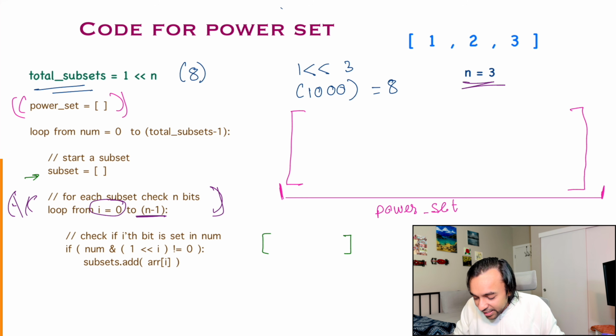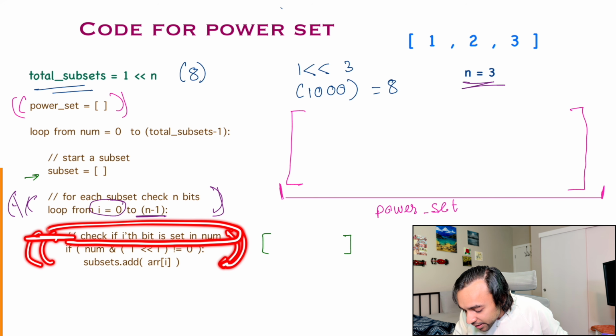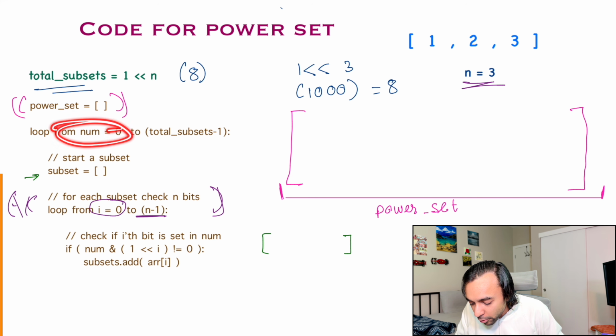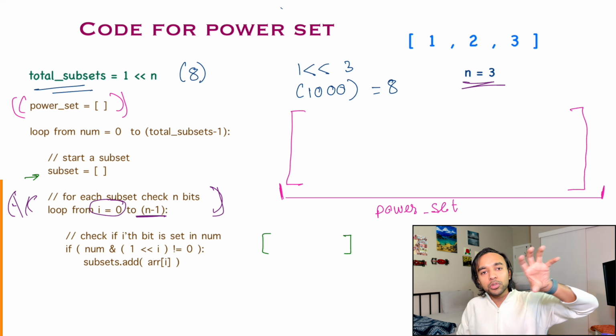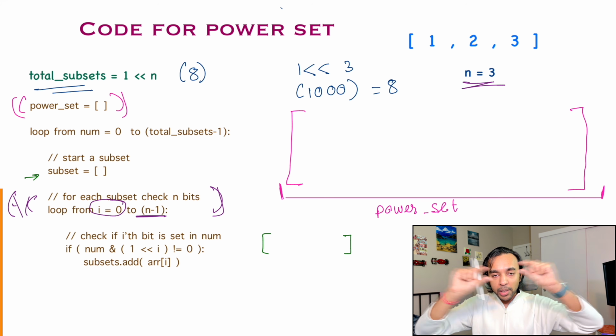And that is exactly where I will revise one of my previous concepts. I need to check if the ith bit is set or not. So what are we doing? We are looping this value num from 0 all the way up till total subsets minus 1. So I'm gonna go 0, 1, 2, 3, 4, 5, 6, 7. And for each of these numbers, they represent a row in my truth table.